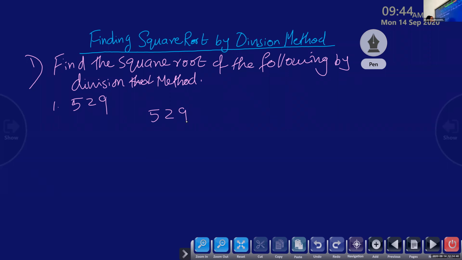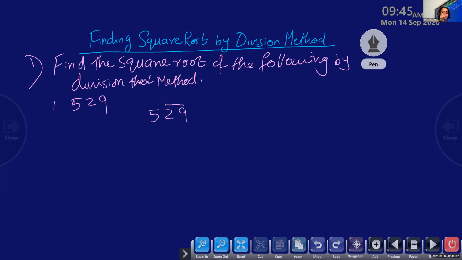529. In 529, there are 3 digits. First of all, we have to group these 3 digits. We will start from right to left. And so the first group contains 9 and 2, and put a bar on the first group.